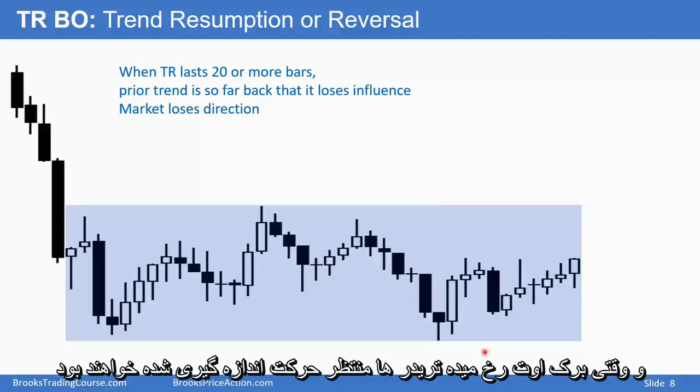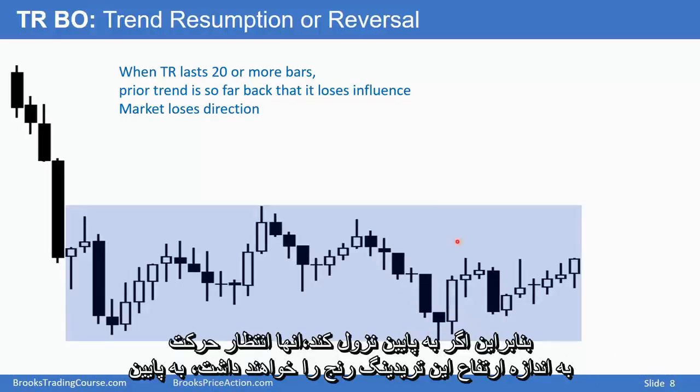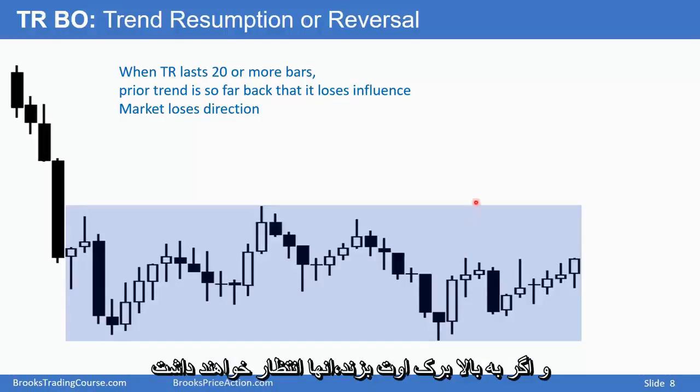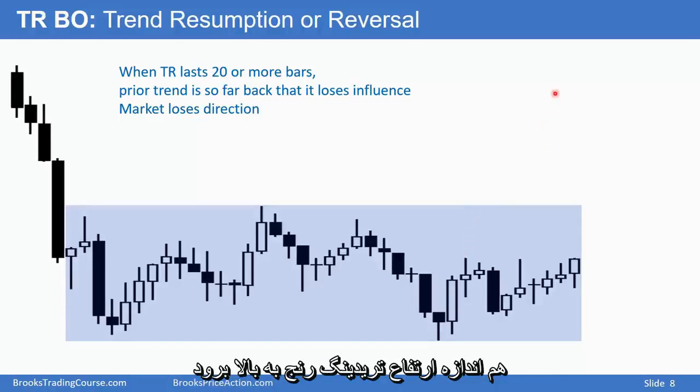And when it does break out, traders will look for a measured move. So if it breaks to the downside, they'll look for a move that's this high down here. If it breaks to the upside, they look for a move equal to the height of the range going up.